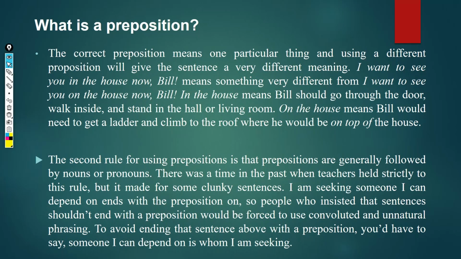Okay? So, people who insisted that sentences should not end with a preposition will be forced to use convoluted and unnatural phrasing in this particular case. So, to avoid ending that sentence above with a preposition, you will have to say, someone on whom I can depend is whom I am seeking. These are the two different examples in how you can phrase a preposition.